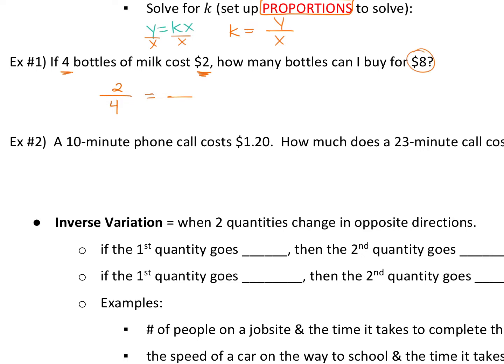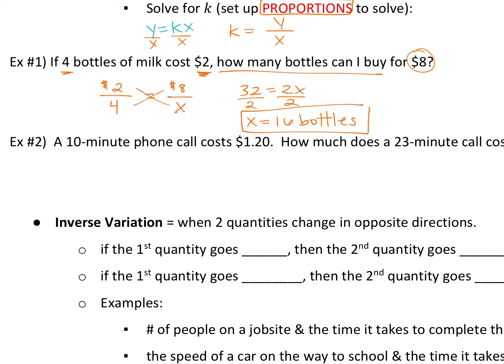Where does this 8 go? On the top. It's dollars over dollars, right? You want the two that relate across from each other. So 2 over 4 equals 8 over x, and then you cross multiply it. 32 equals 2x, divide by 2. So x would be 16. So how many bottles can I buy? I can buy 16 bottles, right? The more the bottles, the more it costs. They're both moving up. So that's direct variation.